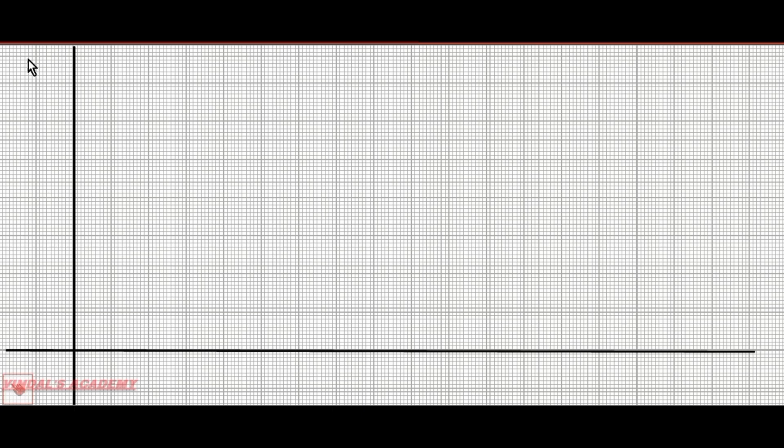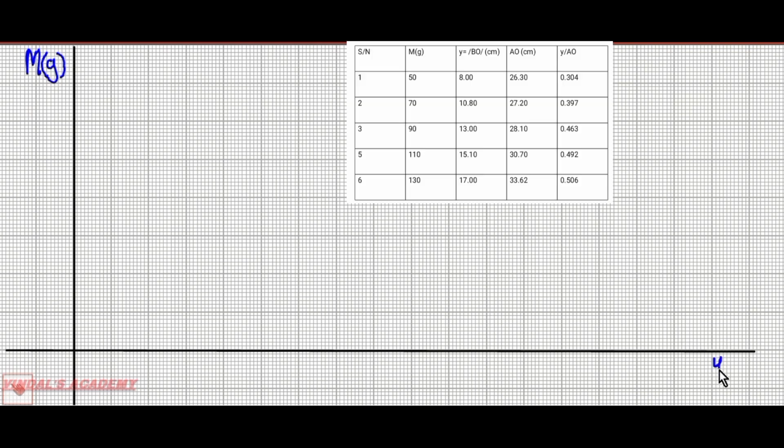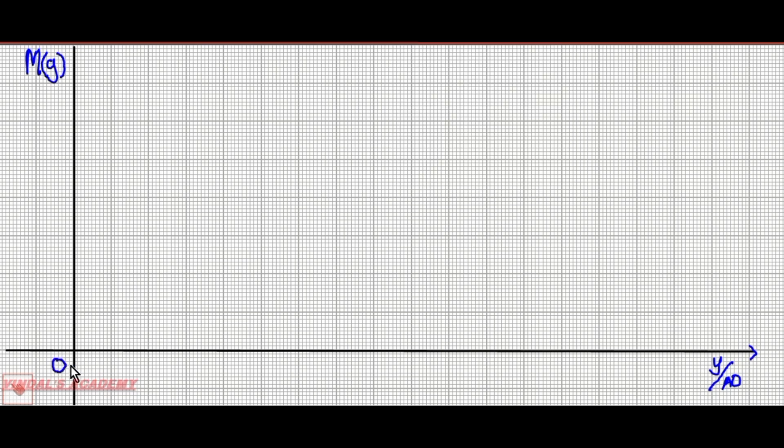So on the vertical and horizontal axes, I'm going to write the quantity I'm plotting on the vertical axis according to the question. I'll also be casting the question on the board, and I'm also going to be writing that which I'm plotting on the horizontal, Y over AO, and I must put 0, 0, 0. That is the coordinate of the origin, 0, 0. It's very important to do this. Your marks are going to be dependent on that.